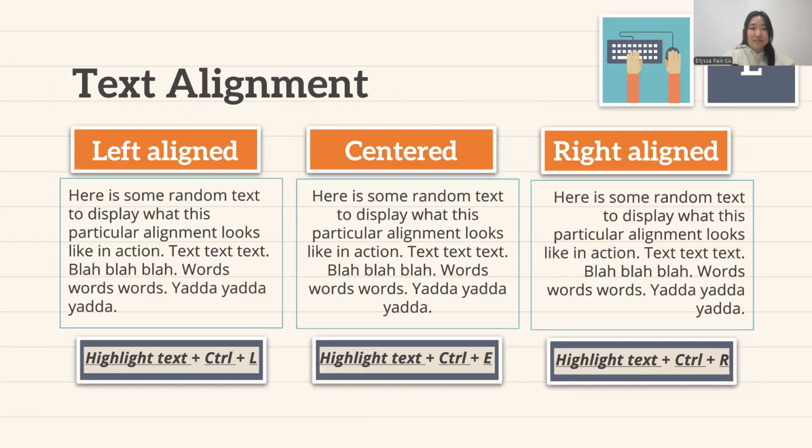For text alignment, we have the three pretty standard text alignments: left aligned, centered, and right aligned, and there are some random words there to show you what they look like. To left align, you highlight the text that you want to align in a certain way, then you press Control L. For centering, again, you highlight whatever you want centered and then Control E, and right aligned is going to be Control R.